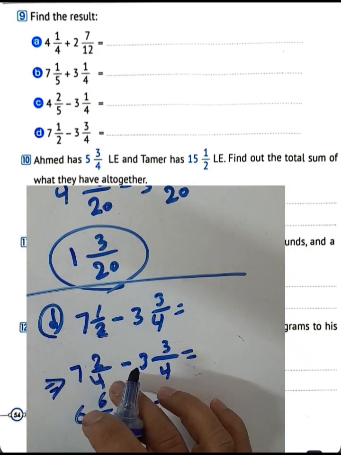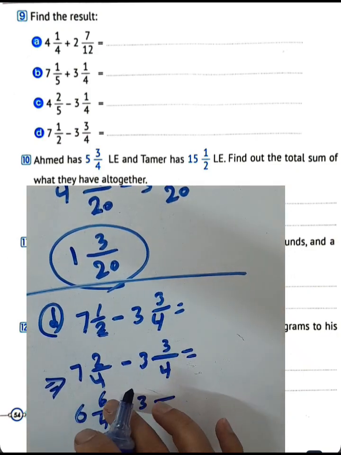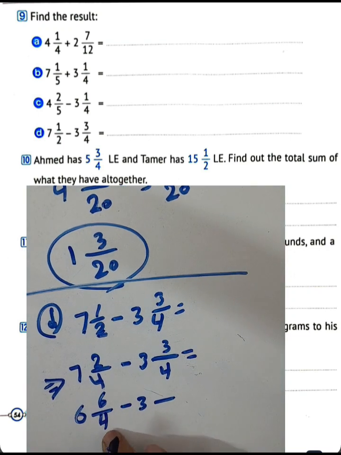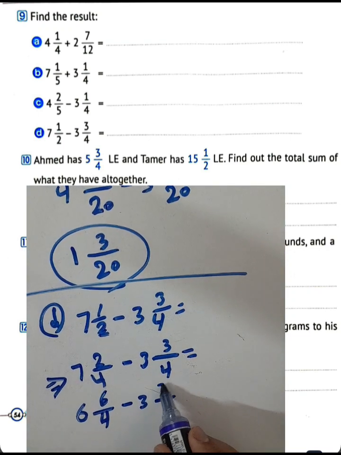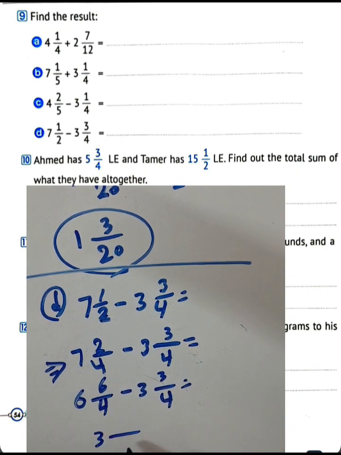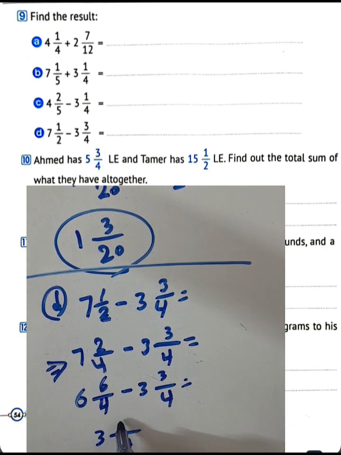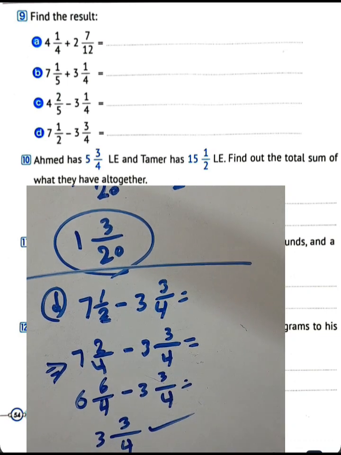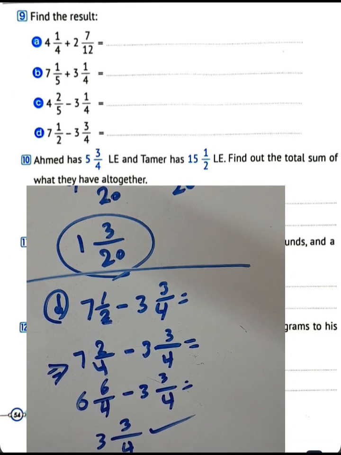You must add the numerator to the numerator here and write the result in the numerator only. And next step, you can find the difference. It's very easy for you. 6 minus 3 equals 3, and then write 4 in the denominator, and 6 minus 3 equals 3. The result will be 3 and 3 over 4. It's the simplest form for question letter D.